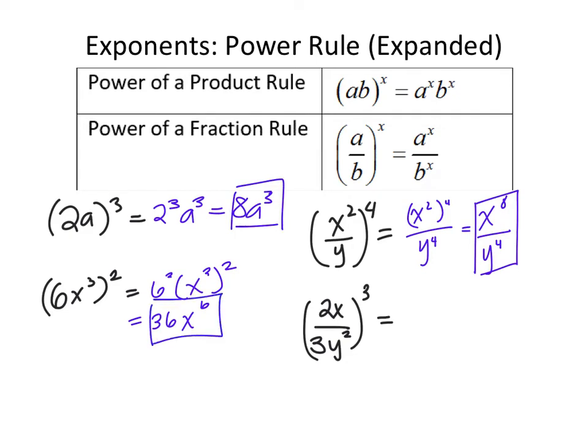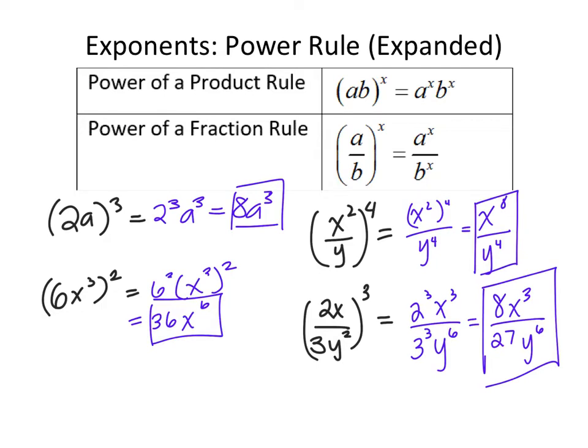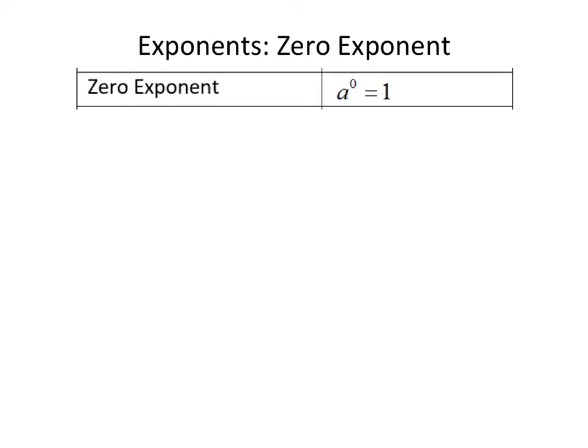Looking here, we have 2 raised to 3, x raised to 3 over 3 raised to 3, y raised to 2 times 3, which is y raised to 6. From here, 2 times 2 is 4, times 2 is 8, so we have 8, x cubed. 3 times 3 is 9, times 3 is 27, y to the 6th. Can I simplify my fraction? I cannot. 8 divided by 27, they have no common factors. That's simplified.